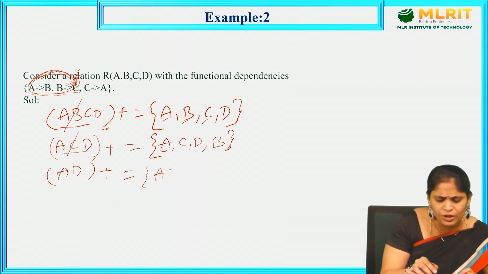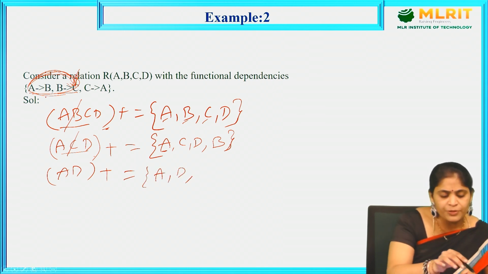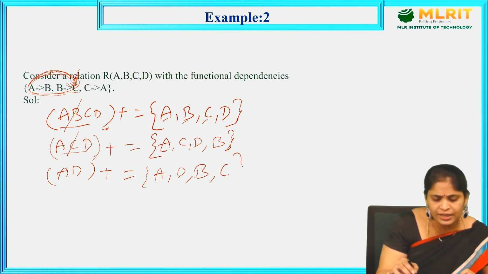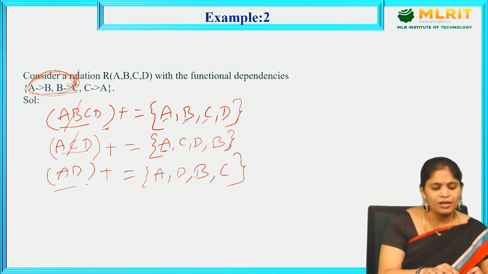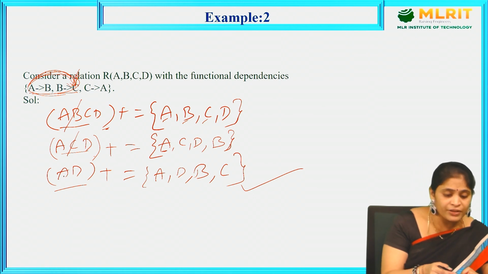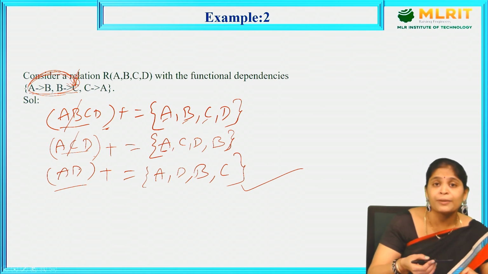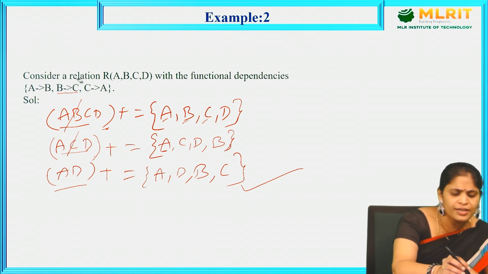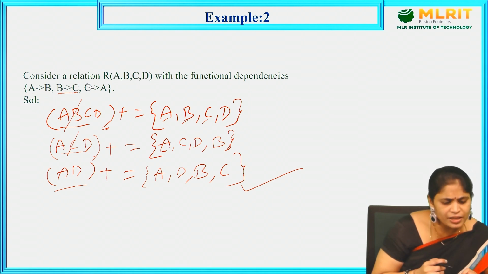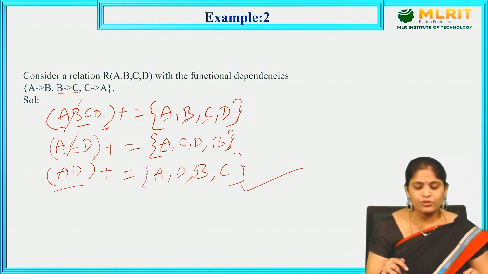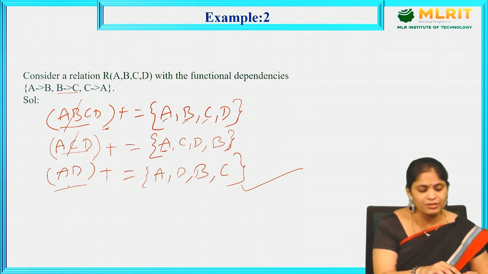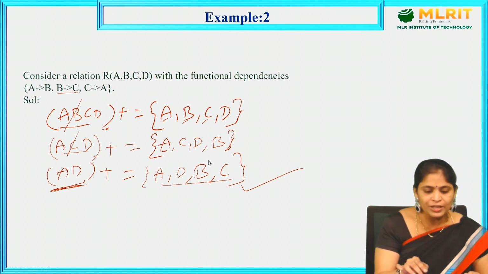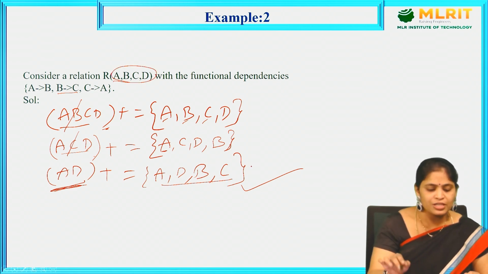AD closure means we have to include AD. Next, from the given FDs, A derives B and B derives C and D derives nothing. So, this is the ultimate. Let us check whether we are able to discard some more attributes from the given FDs. Is A derived by anything? No. Is D derived by anything? No. So, with this we can stop. This is a super key. Why? Because we have obtained A, B, C, D, all the attributes in the given relation.